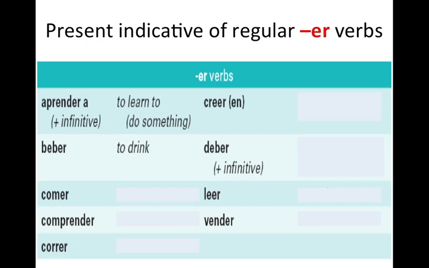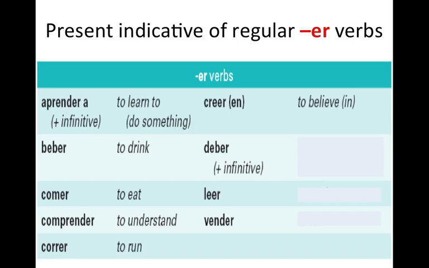Beber. Repitan, comer. Comer, which means to eat. Repitan, comprender. Comprender. You can see the cognate there, comprehend. You can see that in that verb. Repitan, correr. Correr, to run. Repitan, creer. Creer en. Creer means to believe, and creer en means to believe in, if you add the en.